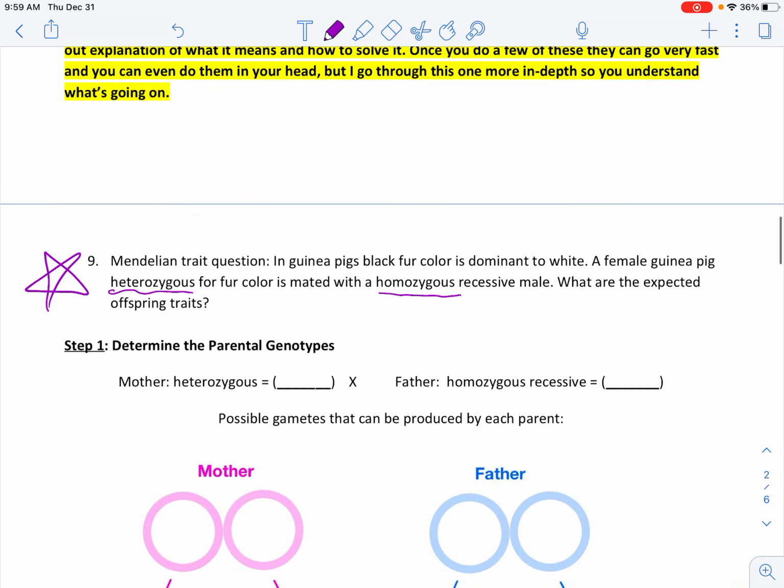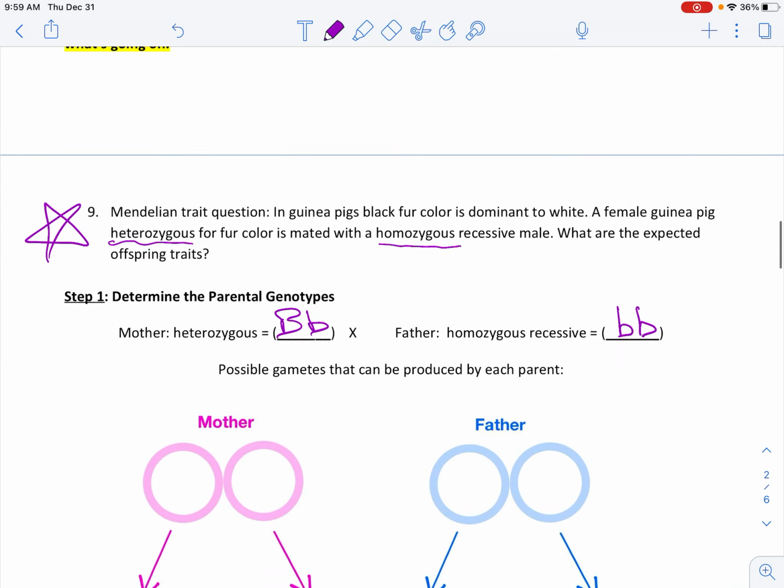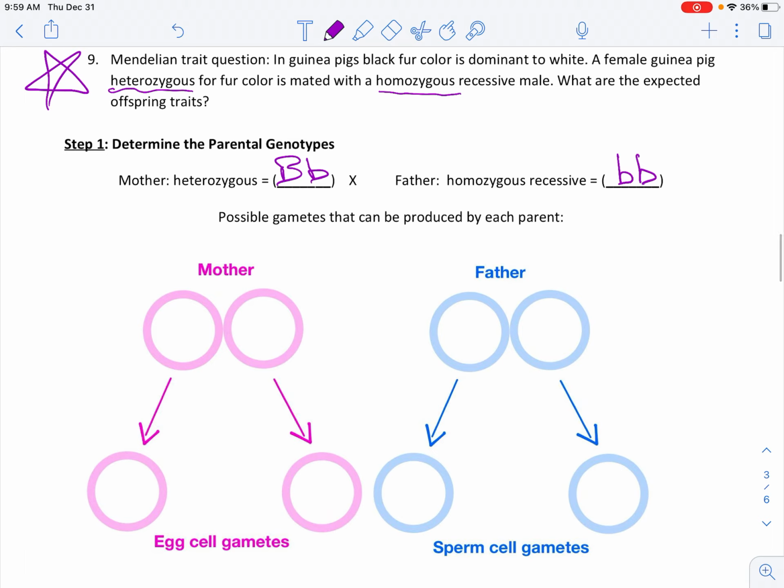Step one, what are the genotypes? Well, the mother is heterozygous, and recall, we just talked about this. Heterozygous means one of each. Father is homozygous recessive. Recessive is the lowercase. Homozygous means both the same. So the mother has a big B and a little b. And when she makes eggs, or gametes that are egg cells, those split up. Each egg cell will either get the big B or the little b to pass on.